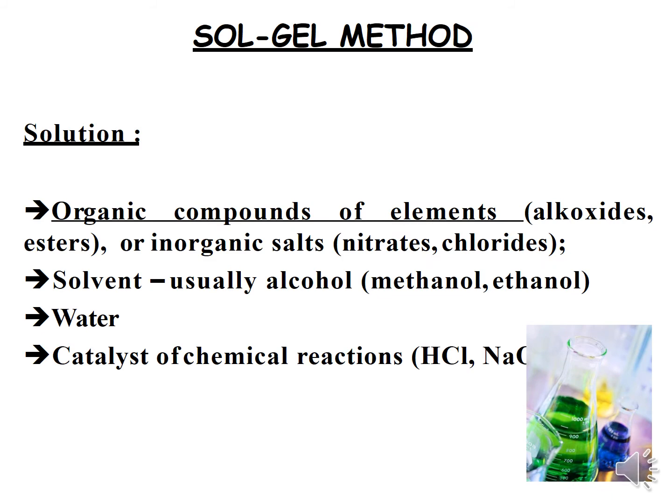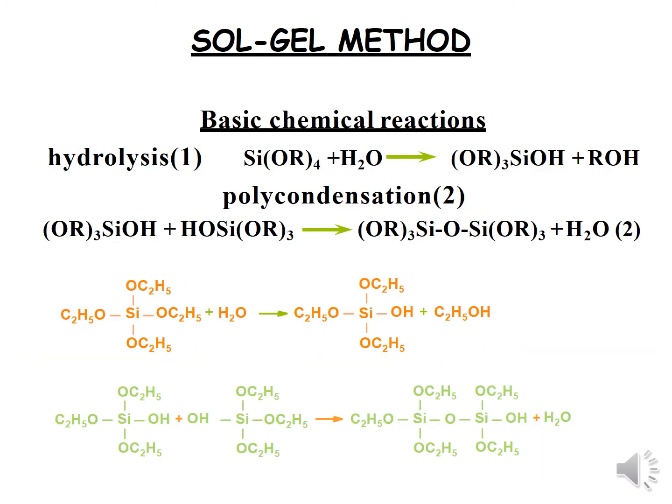Sol-gel method. Solution: organic compounds of elements such as alkoxides, esters, or inorganic salts such as nitrates and chlorides. Solvent: usually alcohol, methanol, ethanol, or water. Catalyst of the chemical reaction. Sol-gel method, the basic chemical reaction. The first step is hydrolysis and the second one is the polycondensation reaction, and that chemical reaction is given.